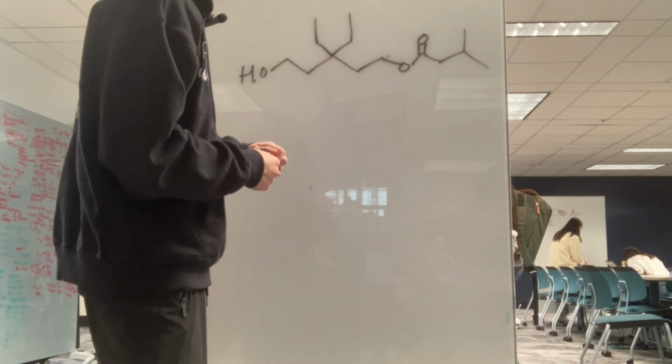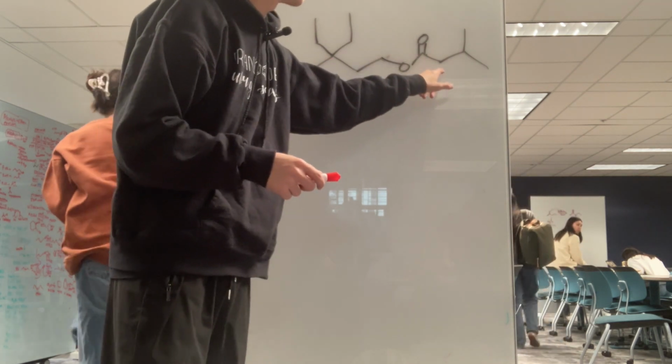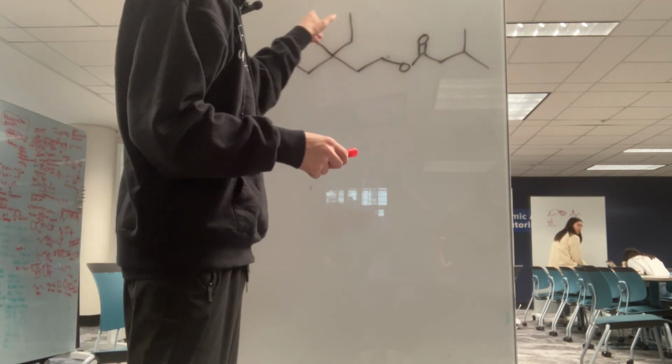But this makes sense now because we have 14 carbons. 1, 2, 3, 4, 5, 6, 7, 8, 9, 10, 11, 12, 13, 14 carbons.